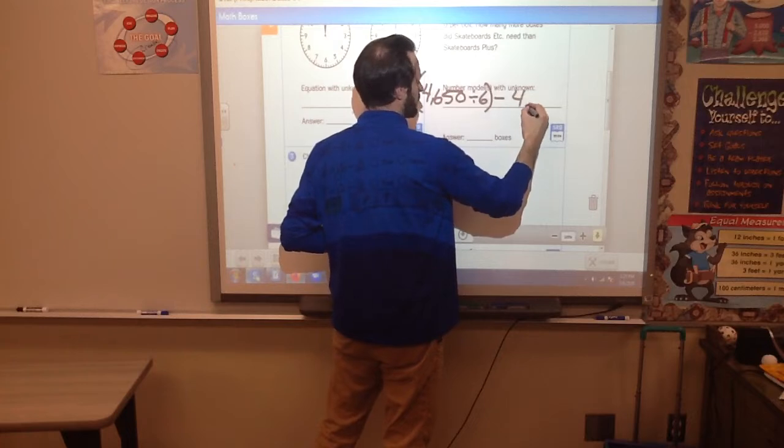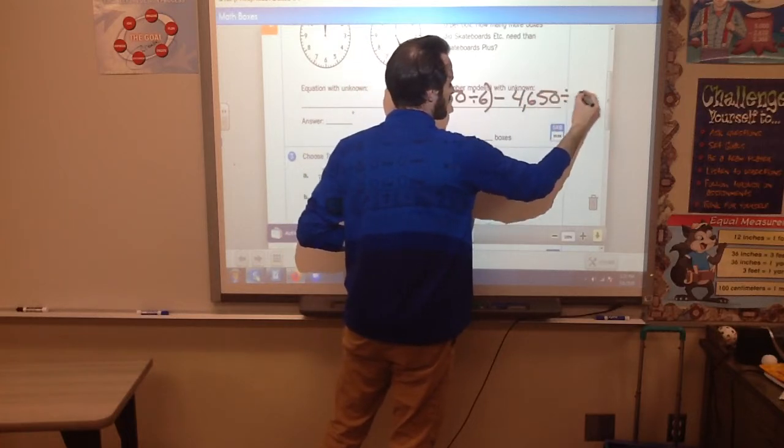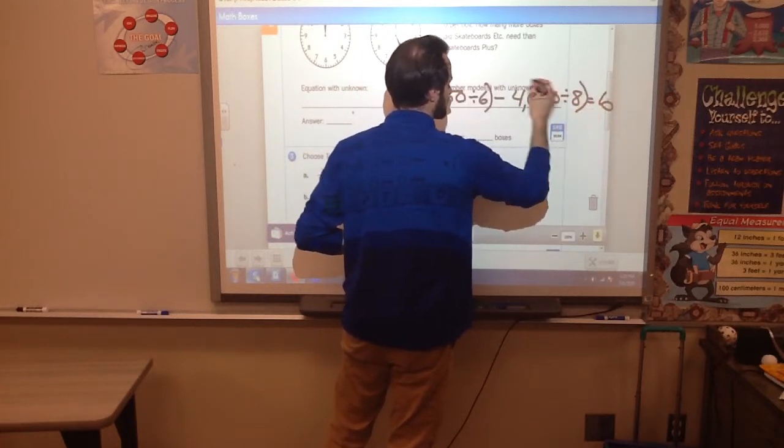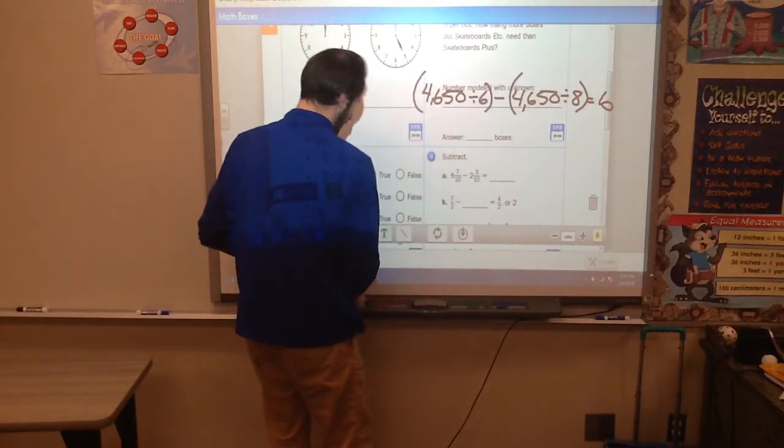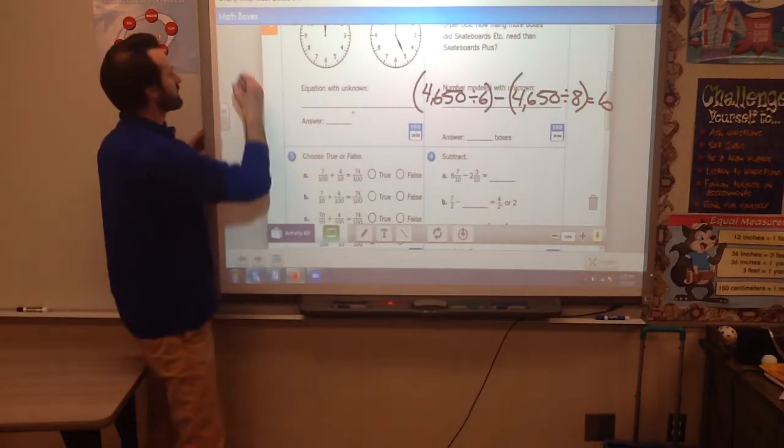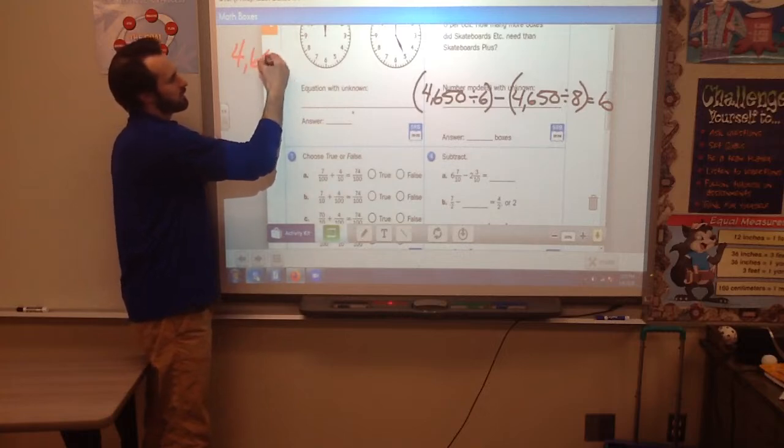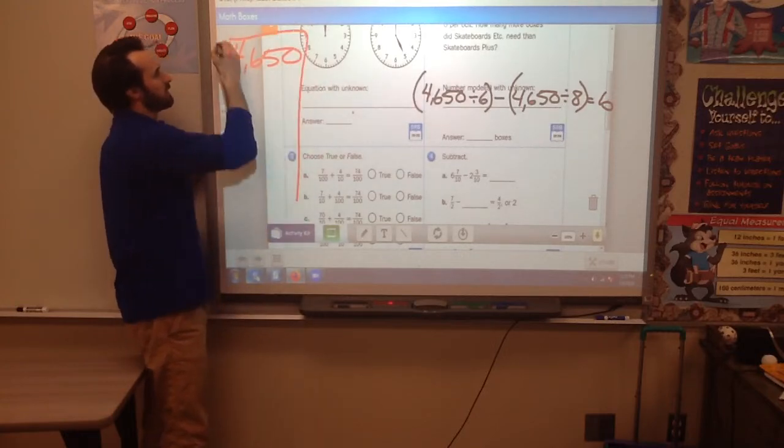Subtract 4,650, and this time divide by 8. That's going to give you boxes. That's also got to be in parentheses. So I'm going to set up both division problems. The first one is 4,650, and I'm dividing by 6.